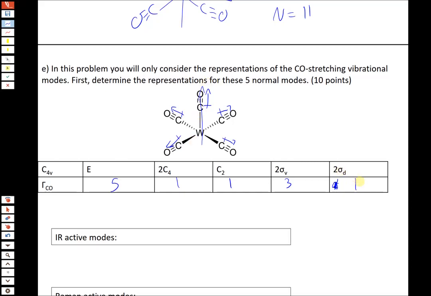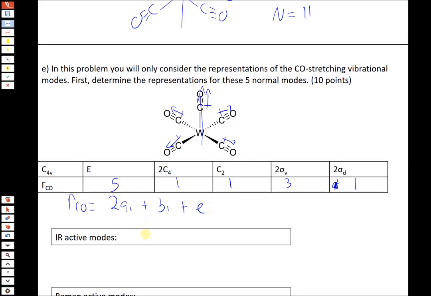So when we reduce that, we get the same thing that we got for gamma sigma, 2A1 plus B1 plus E. It's really a representation that's very similar in terms of the vectors. They're just representing different things. All right, so we have those 5 modes, and they transform under those representations.